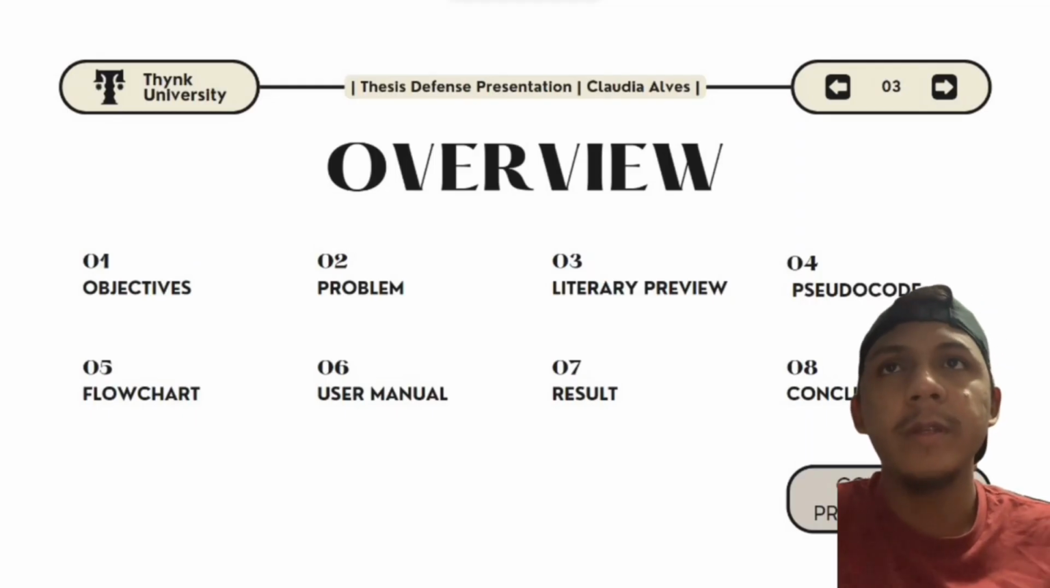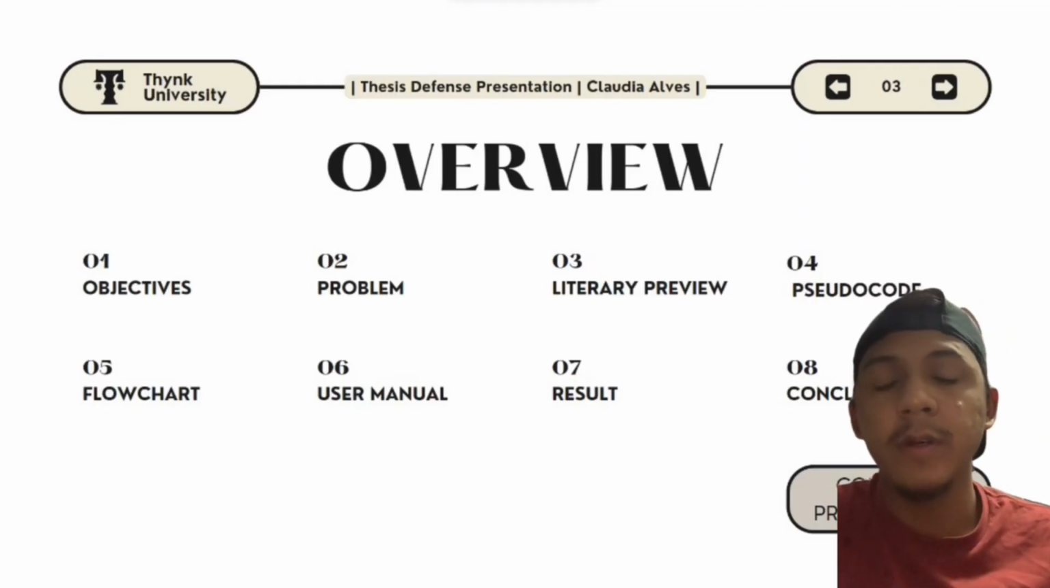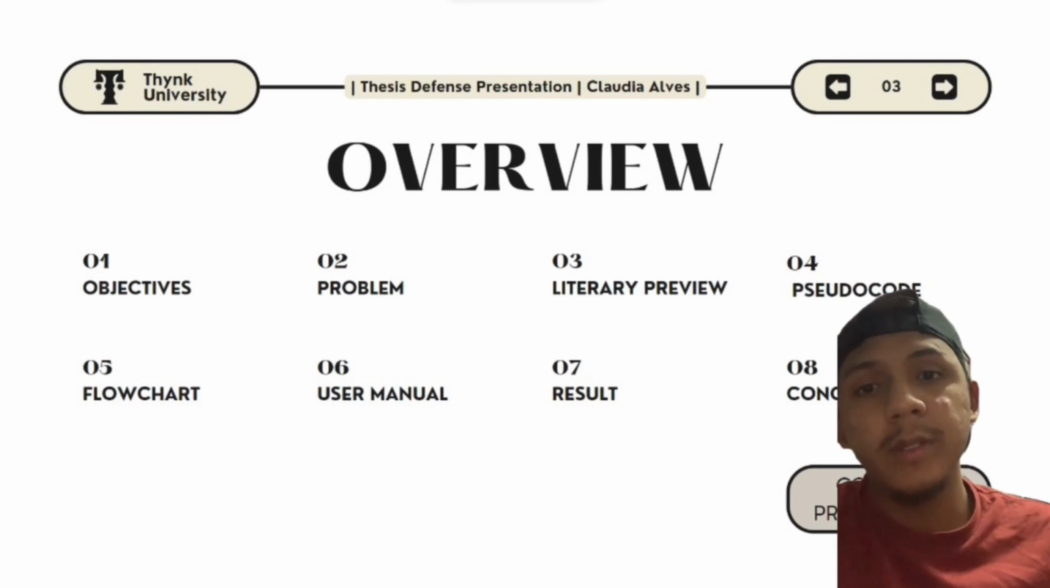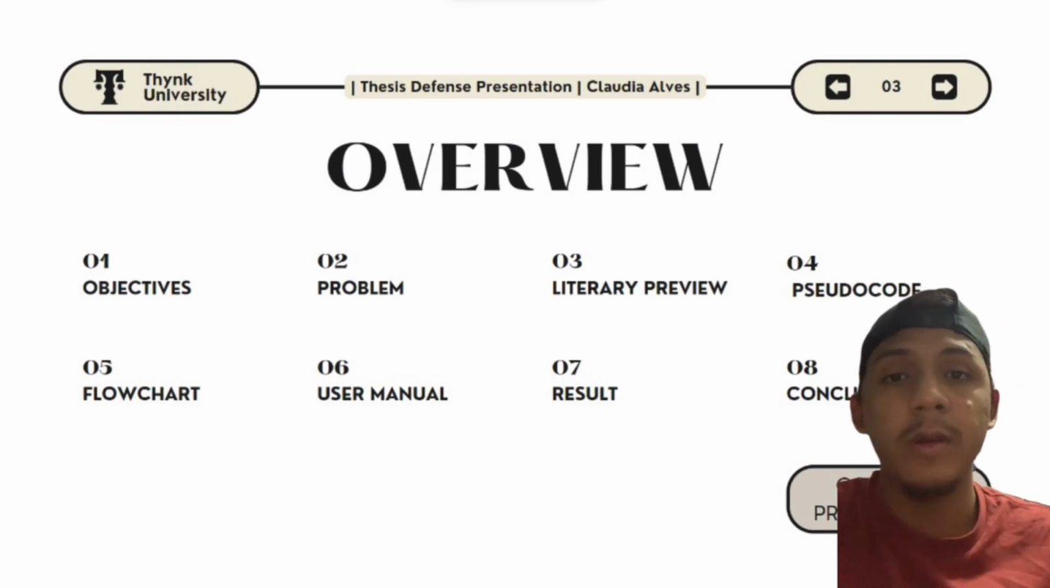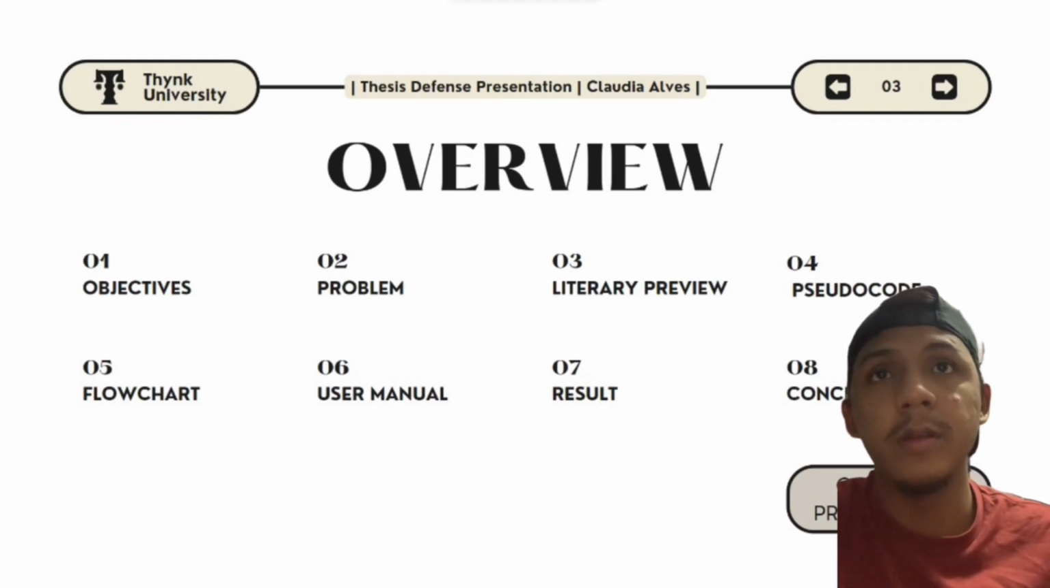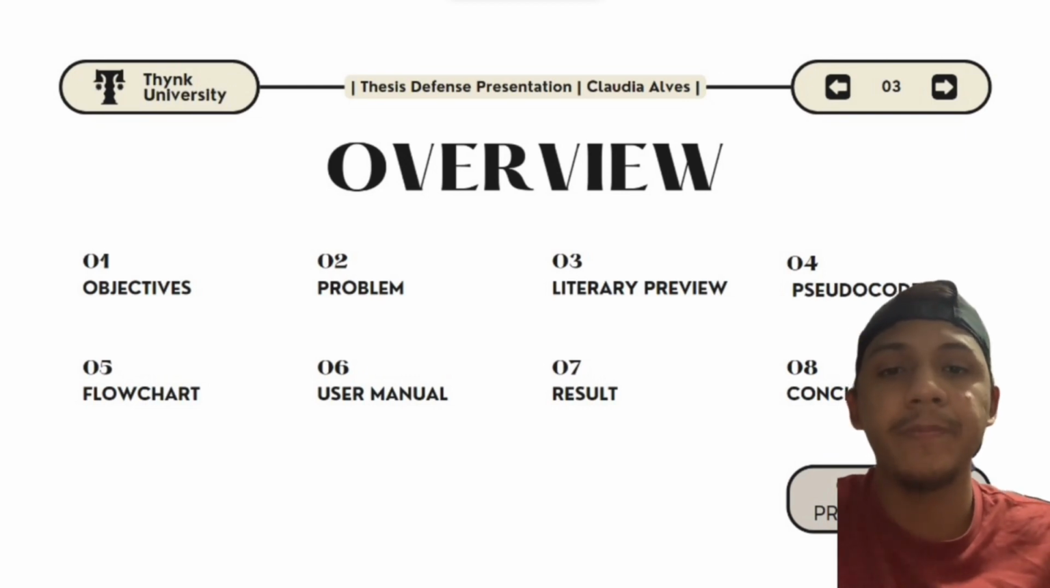So our group will present about first is objective and introduction. The second one is problem. So third one is literature review, and then fourth pseudocode, and then flowchart, and then user manual, how to use the Python, and then lastly is result. Then we have some conclusion based on the Python data.